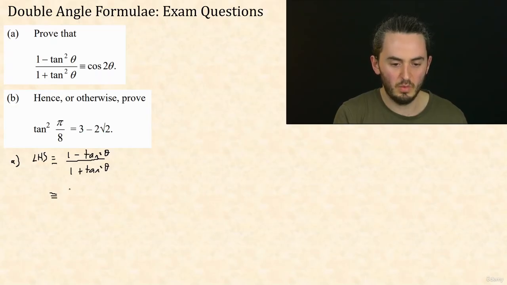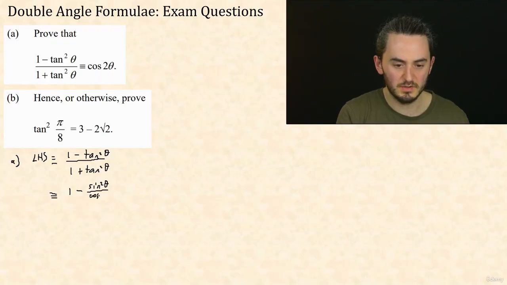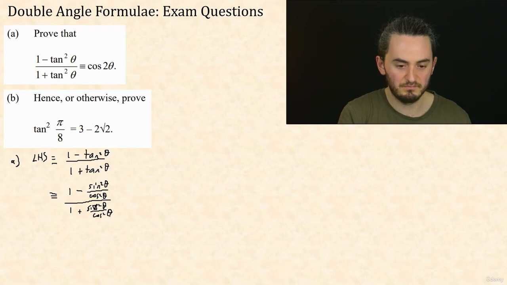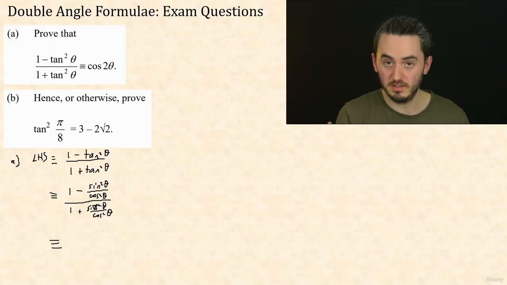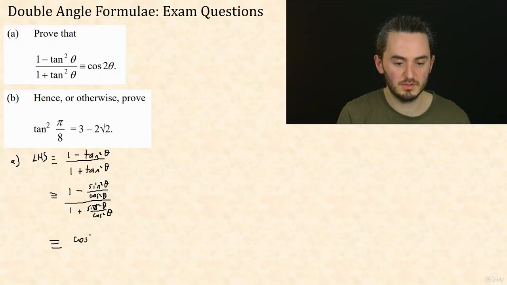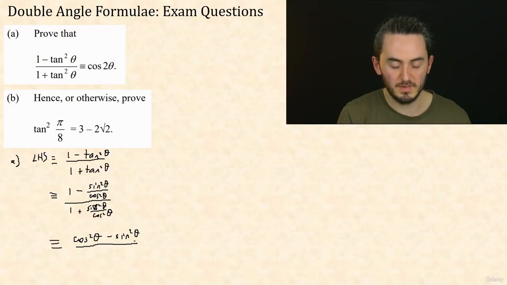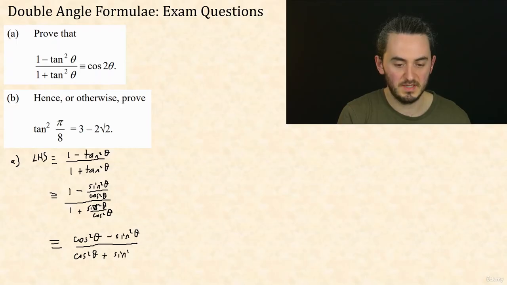So what have we got here? I've got 1 minus sine squared theta over cos squared theta divided by 1 plus sine squared theta over cos squared theta. Now, fractions over fractions are never usually a good idea, so I can get that out of the way by multiplying through by cos squared theta. So if I multiply the numerator by cos squared theta, I get cos squared theta minus sine squared theta. And on the denominator, I get cos squared theta plus sine squared theta.